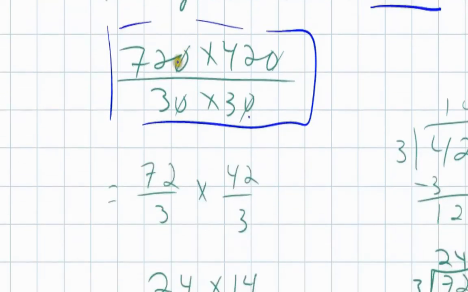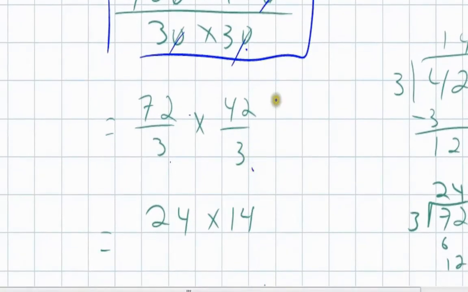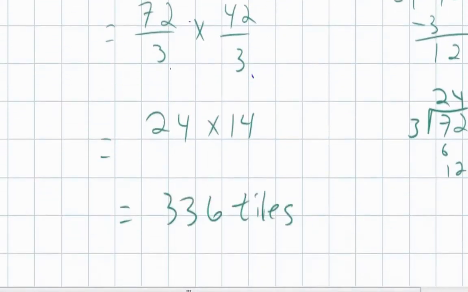So I crossed out these zeros, and I'm left with 72 over 3 times 42 over 3. And so I went ahead and I simplified that. So I know that 72 divided by 3 is 24. And you can see my scratch work over here on the side. I knew it would go into it. And then 42 divided by 3.